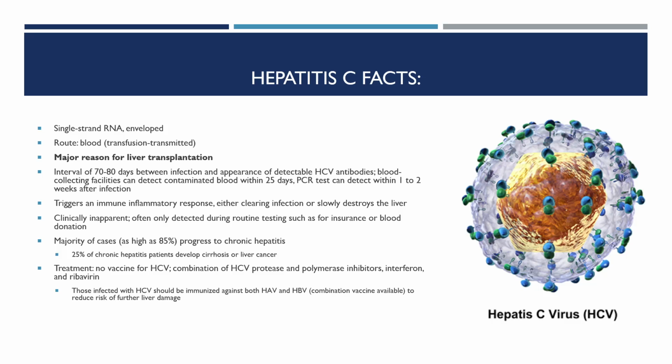Blood collecting facilities can detect contaminated blood within 25 days, or by performing a PCR test, it can be detected within 1 to 2 weeks after infection. Hepatitis C triggers an immune inflammatory response, which can either clear the infection or slowly destroy the liver. Hepatitis C is considered clinically inapparent, often only detected during routine testing, such as for insurance or blood donation.